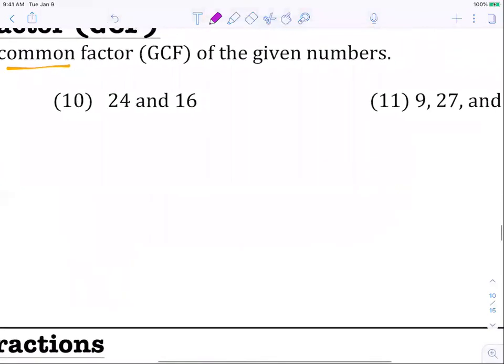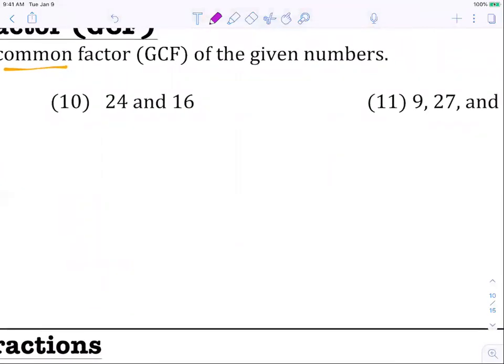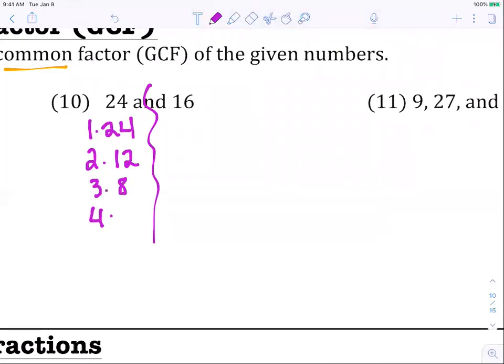So let's try another. Example 10, first and foremost, I'm going to start by making my factor list. Now 24 and 16, both of these have larger numbers of factors, I should say. But if we divide by 1, we obviously get 24. If I divide by 2, we get 12. If I divide by 3, we get 8. Divide by 4, we get 6. And the last number I have to check is 5. If I divide by 5, I get a decimal, so it's not a factor. And we're done with 24.